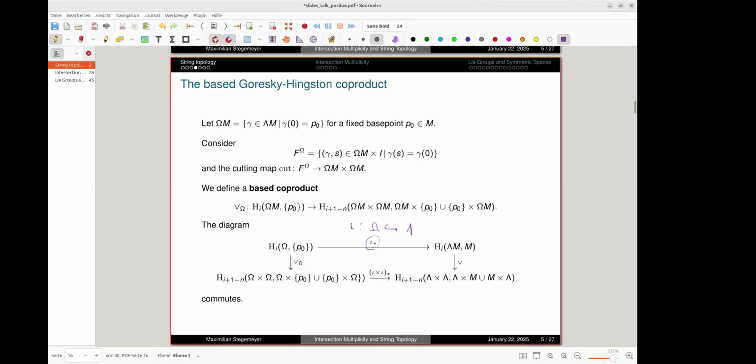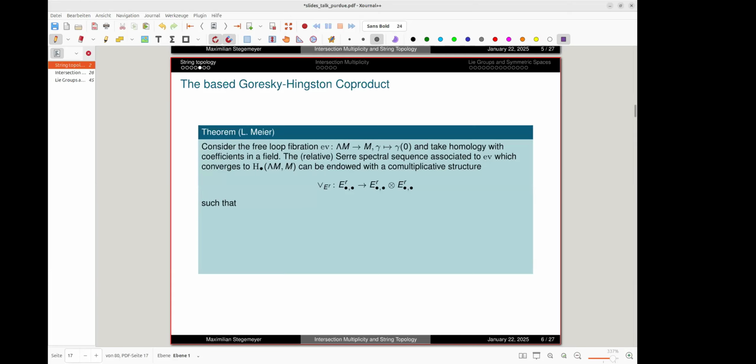So you could say, maybe this based coproduct doesn't tell me so much if I'm actually interested in the coproduct on the free loop space. But there's a result by Leonard Meyer, and this gives maybe a stronger relation between these two objects. If we consider the free loop fibration, which is just the evaluation, so we evaluate the loop at its starting point or base point, this is well known to be a fibration, and then we take coefficients in a field.